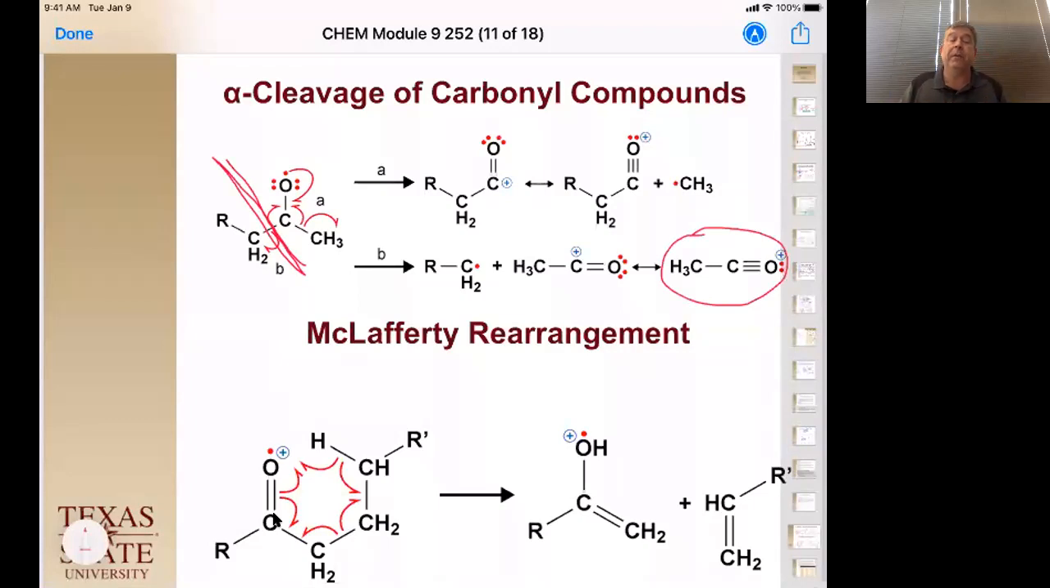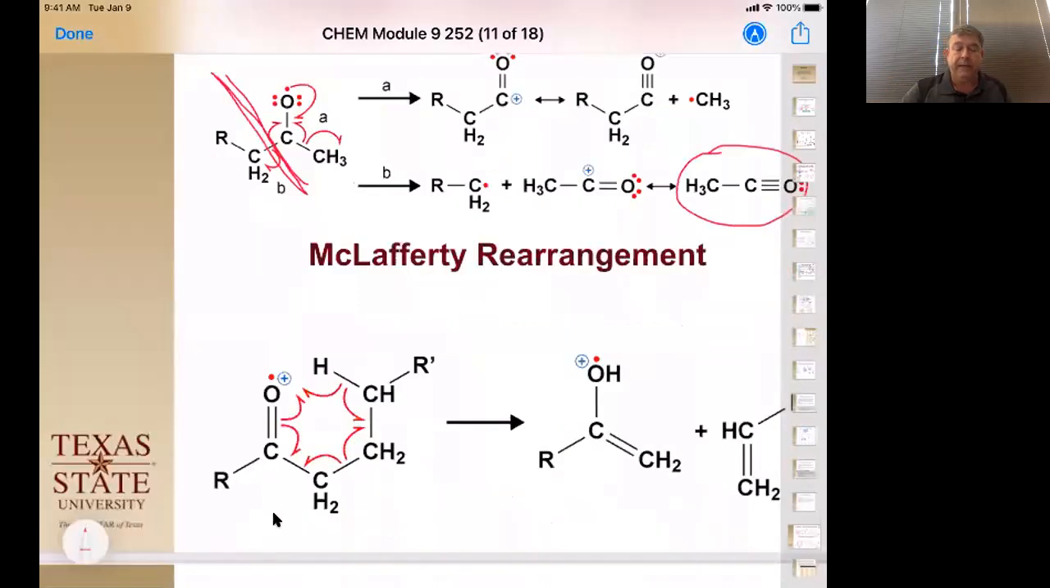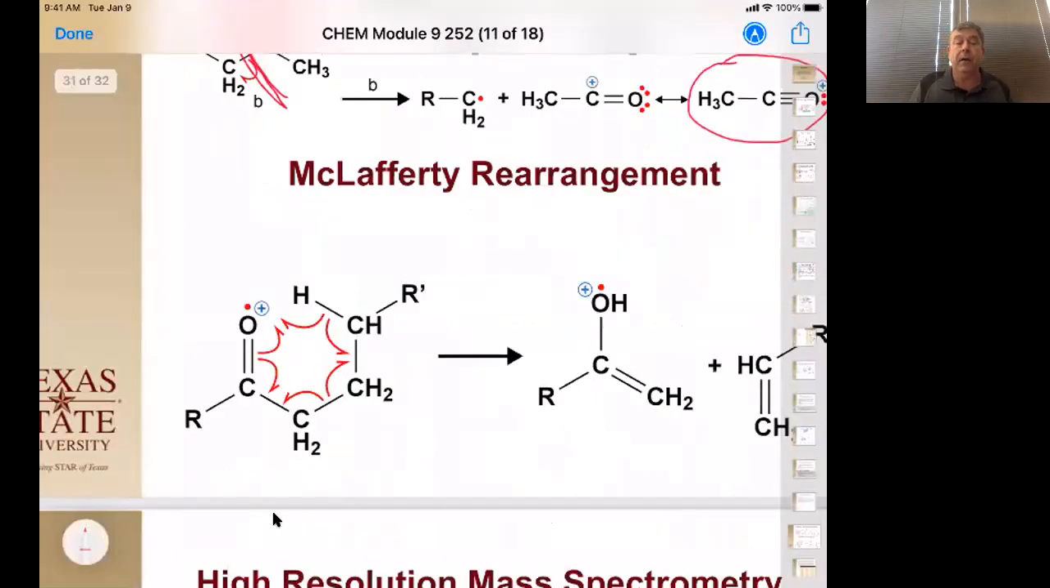The other fragment you're going to see a lot is the McLafferty rearrangement, because of the six-member ring you get. If you have a carbonyl compound, you're going to split it off to give you two alkenes, and you'll be able to see the peaks.